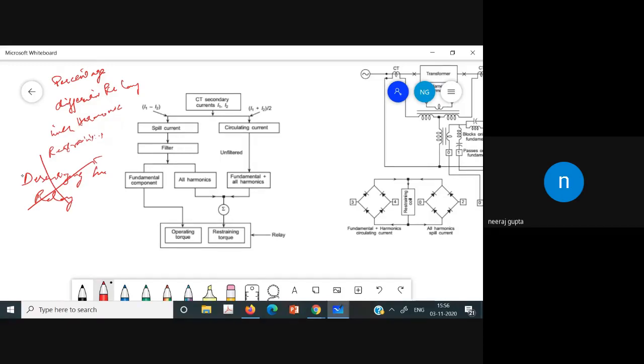Now, what is the way out? The way out is that when we compare the waveform of the internal fault current with that of the inrush current, the inrush current is actually rich in harmonics. So the inrush current contains harmonics. However, the internal fault current contains only the fundamental component.